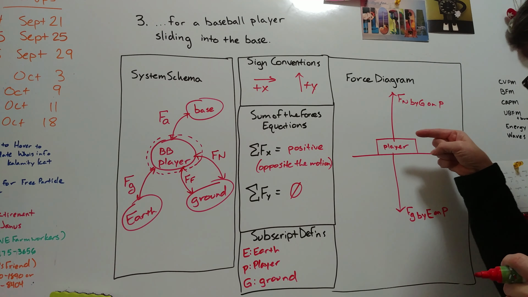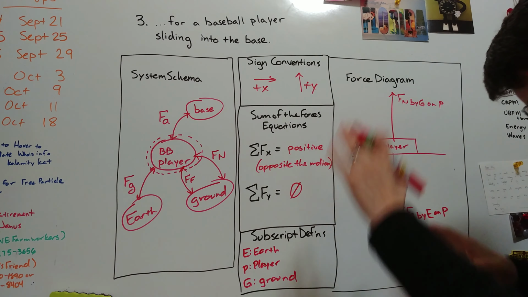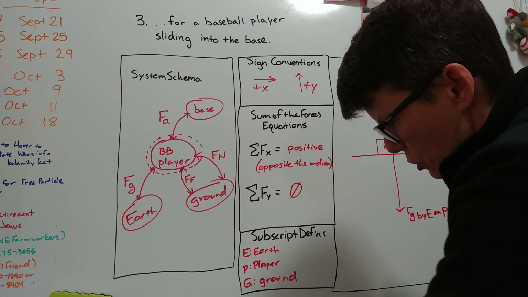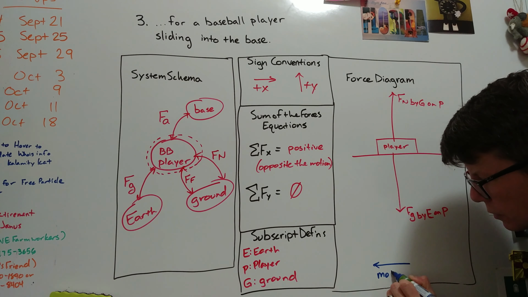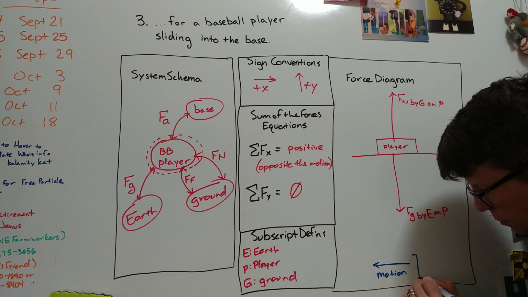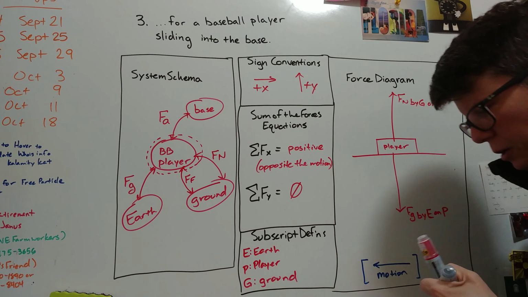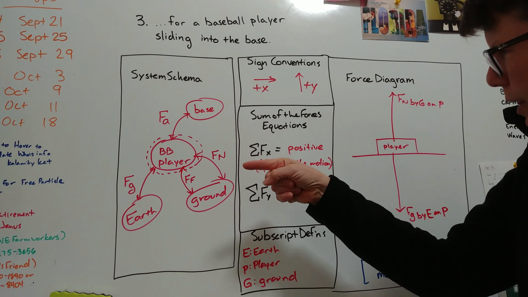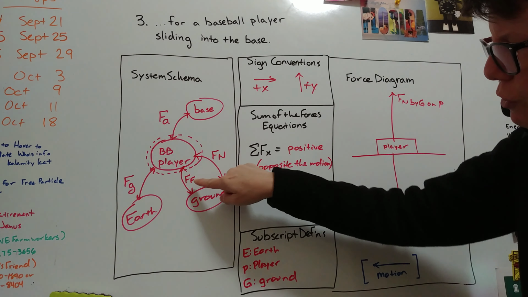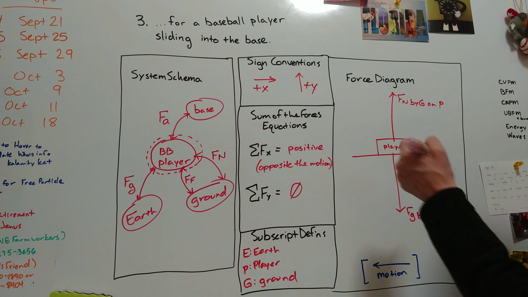Okay, the player, just a reminder, is moving that way. Let me add that in here somewhere just so that we get a note of that. Just a little note off to the side that the motion is in this direction. With the motion in that direction, this frictional force that I identified here needs to go opposite that.